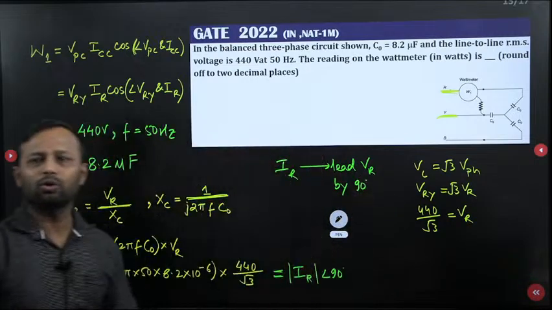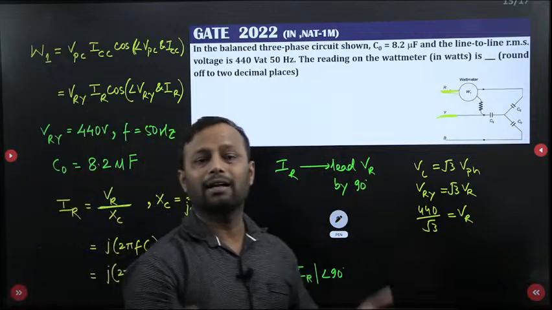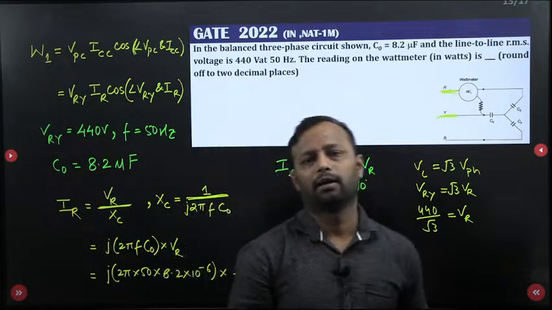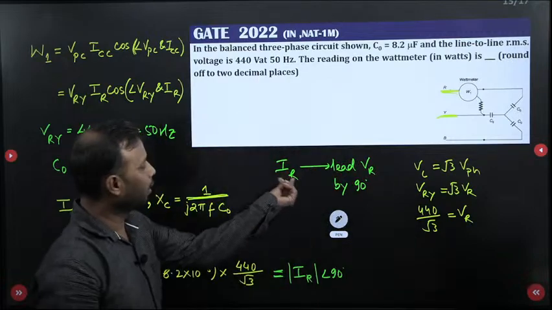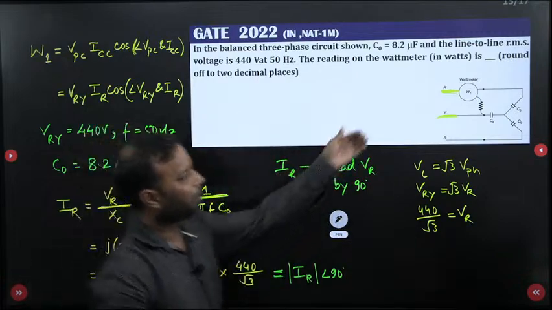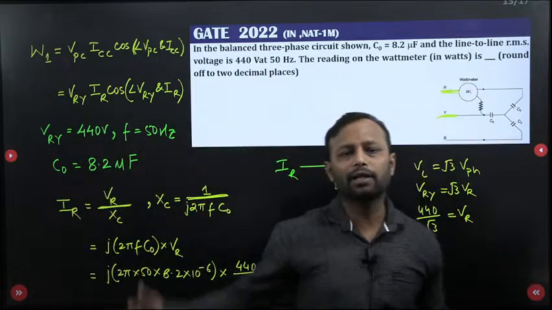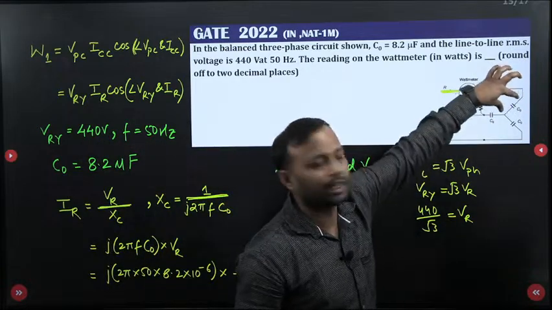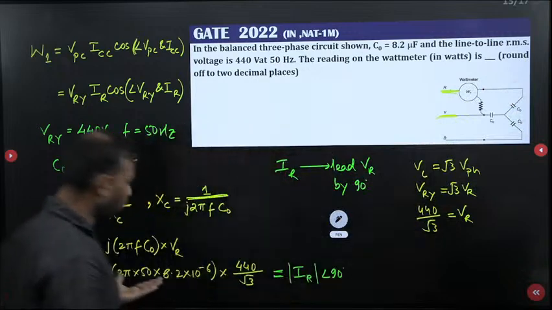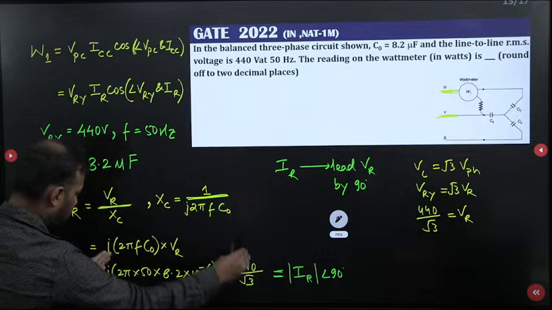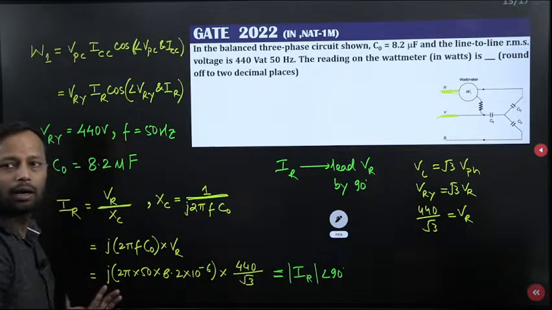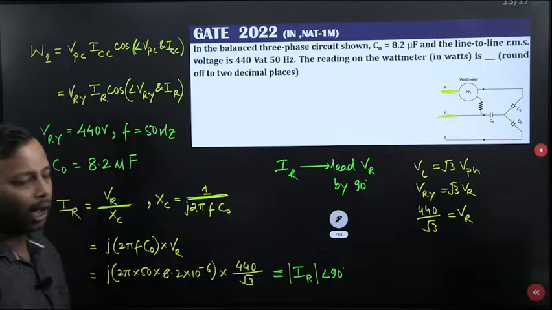And we also know that your capacitor current will always lead the capacitor voltage by 90 degree, which is what we are getting. IR is the capacitor current, and VR is the phase voltage across the capacitor. That is what we have got. And this value is magnitude of IR. Any doubt?